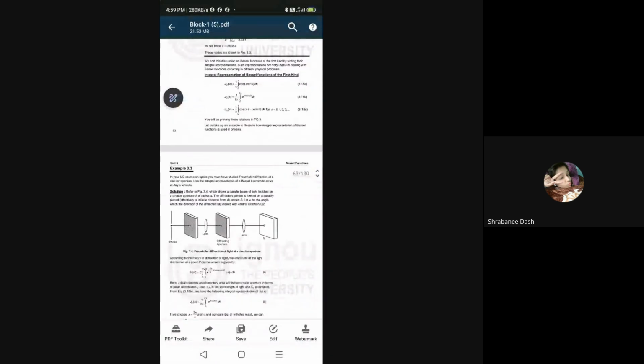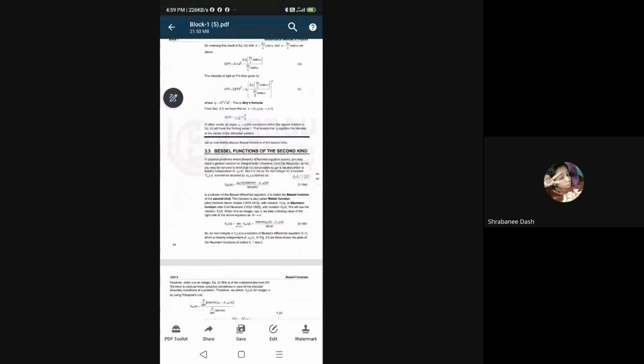And some worked out examples. And this is the Bessel equation of the second kind, which is called the Weber function.